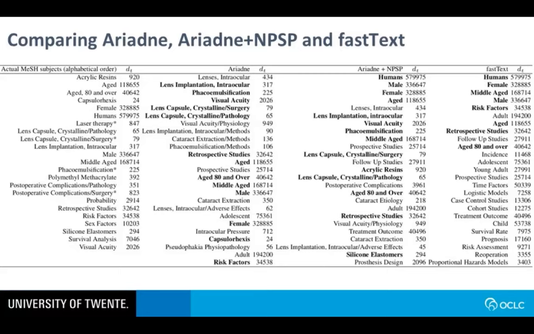So quite a few of them were used very few times. For example, 24 bib records in 1 million used by the capsulohexes. And if you look at the far right, the results from FastText, human, female, middle-aged, male risk factors, up till now, the precision are 100%. But that is not telling you what this paper is about.